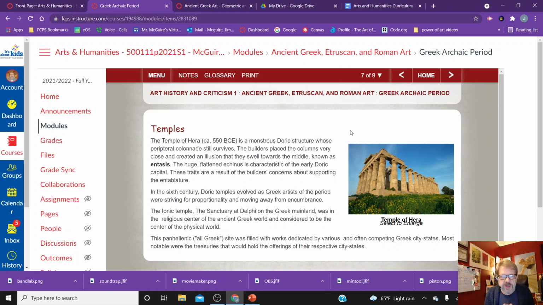Sixth century Doric temples evolved as Greek artists of the period were striving for proportionality and moving away from encumbrance. The iconic sanctuary of Delphi on the Greek mainland was the religious center of the ancient Greek world and considered to be the center of the world. The Panhellenic, all-Greek site was filled with works dedicated to various and often competing Greek city-states. Most notable, the treasuries would hold offerings from the respective city-states.